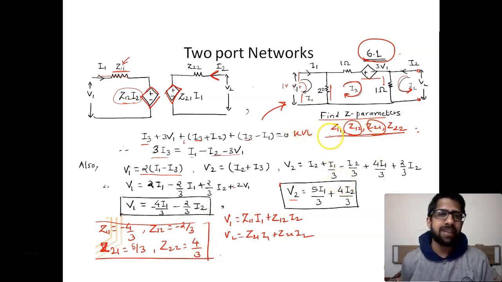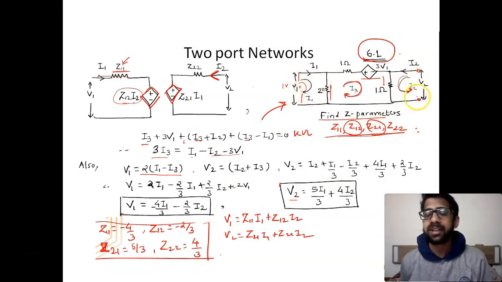You can apply KVL or KCL or use any method to find out Z11, Z21, Z12 and Z22. Applying different voltage sources, shorting and opening the terminals, all the procedures will fetch you correct values of Z11, Z12, Z21 and Z22. I hope you have understood the Z parameters and introduction to two-port network.